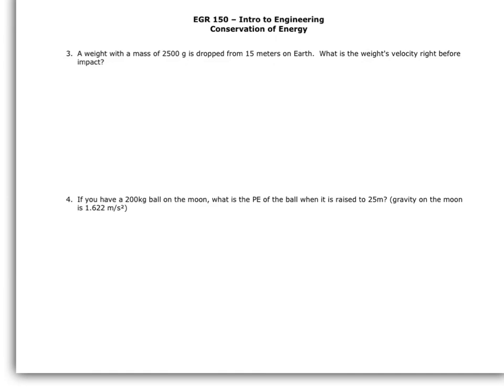Okay, let's look at problem 3. In problem 3, we're given a mass of 2,500 grams dropped from 15 meters, so a height of 15 meters on Earth. What is the weight's velocity right before impact? So we want to find the velocity at impact.